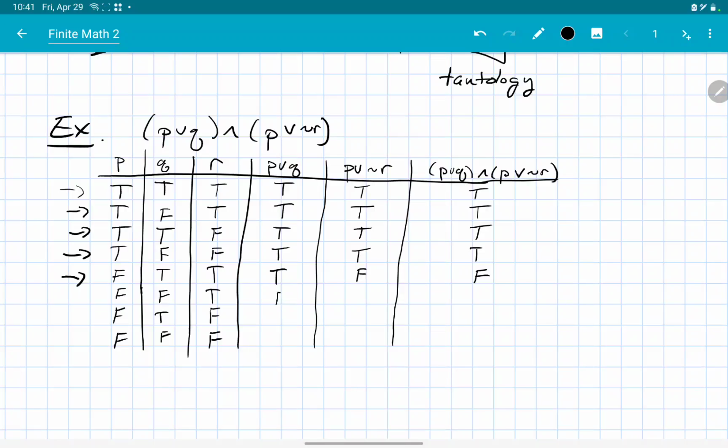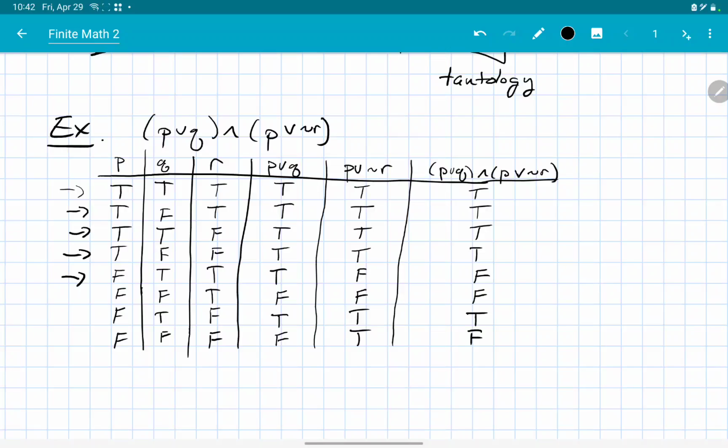Okay, P or Q now is false. P or not R is also false, and this is false. P or Q now is true. P or not R is also true, and so this is true. And if they're all false, this is false, this is true, this is false. So in 5 of the combinations, this statement is true. In 3 of the different combinations, this statement is false.